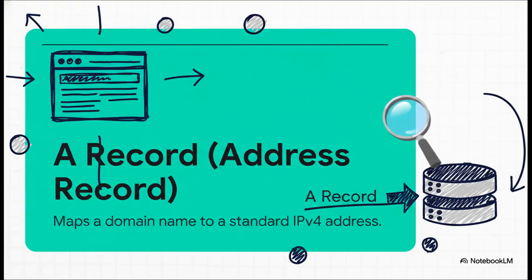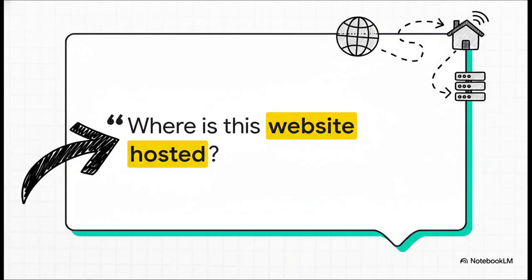First up, the big one, the most fundamental record of them all, the A record. A stands for address. Its job is super simple: connect a domain name directly to an IP address. This is the record that makes browsing the web possible. So whenever you see an A record, you can just think of it as answering this one simple question. It's the primary signpost pointing to your website's home on the internet.